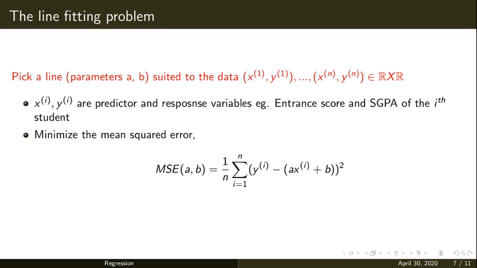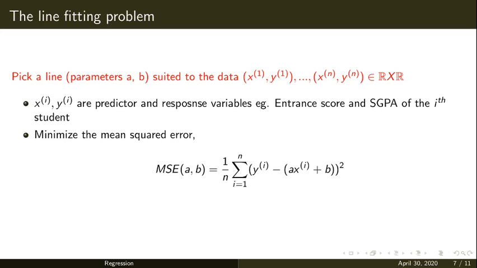So the line fitting problem can be written like this. You pick a line, meaning you find parameters a and b suited to the data (x1, y1), (x2, y2), etc., (xn, yn), all of which belong to R cross R, where xi is the predictor variable and yi is my response variable. xi is the entrance score of the ith student and yi is the SGPA of the ith student.